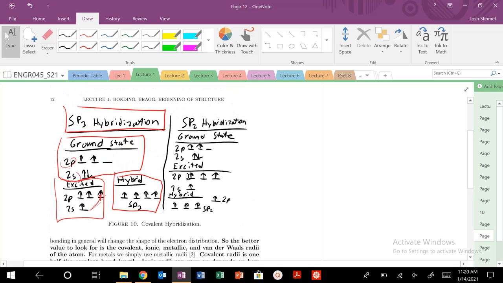You can also have sp2 hybridization. Again, same ground state, same kind of excitation here, and it goes into this excited state, and then you'll have 3 sp2 orbitals and 1 2p orbital.